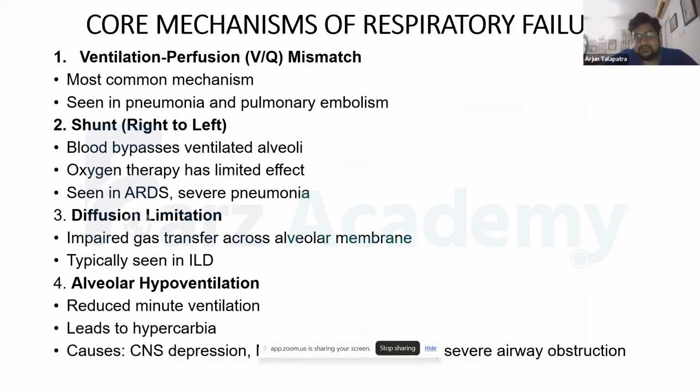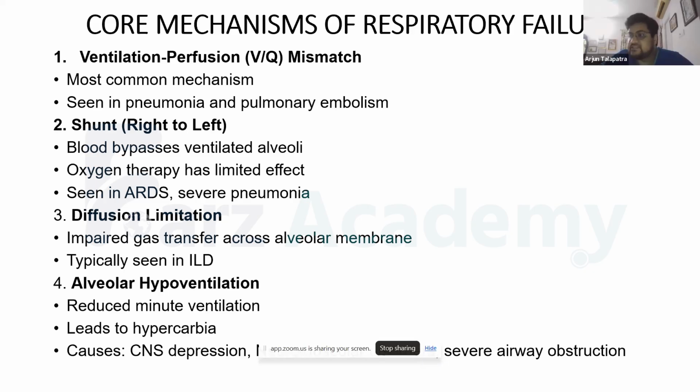So what are your core mechanisms of respiratory failure? Number one is your VQ mismatch. It's the most common mechanism. What is this? This is basically when there is an imbalance between the ventilation and the perfusion. So either your ventilation is too much, but your perfusion is not enough, or your ventilation is not adequate, but you have a good perfusion, right? So this ratio usually ranges from around 1 to 3. So if you have ratios which are too high or too low, that can lead to problems. Typically in pneumonia, we see problems with the ventilation when our ventilation is inadequate, but the perfusion remains adequate. Compare that to pulmonary embolism, where your ventilation is fine, but you're not having any kind of perfusion, right?